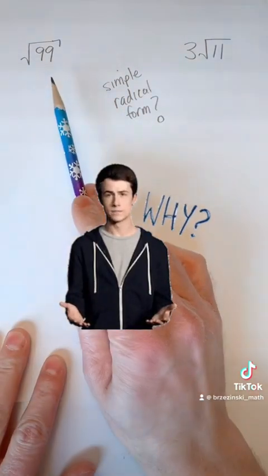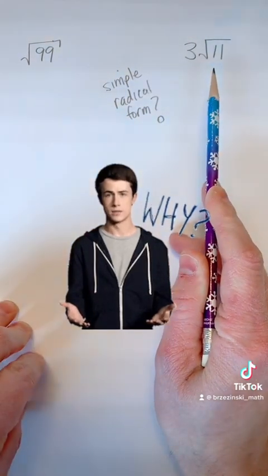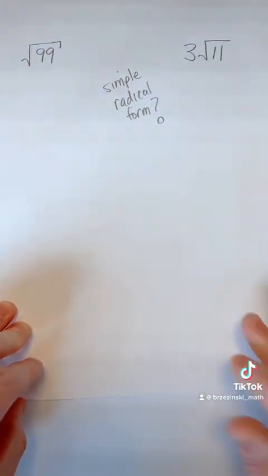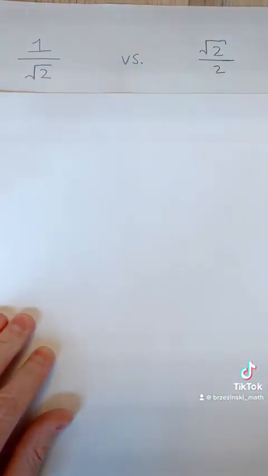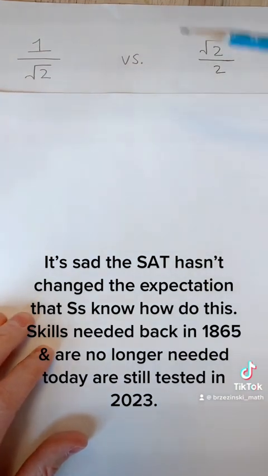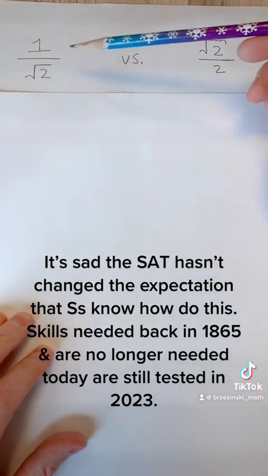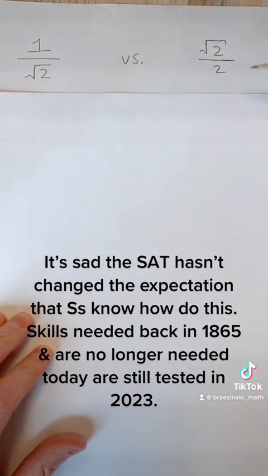Why do we have students take expressions like this and write it so that there's no perfect square factor under the radical? That's a great question. It was a skill that they actually needed back in the 1800s. So let's say right here, for example, if you were a 4th grade student who was actually doing long division, and you had 1 divided by the square root of 2, everybody knew to rationalize the denominator and make it the square root of 2 over 2.